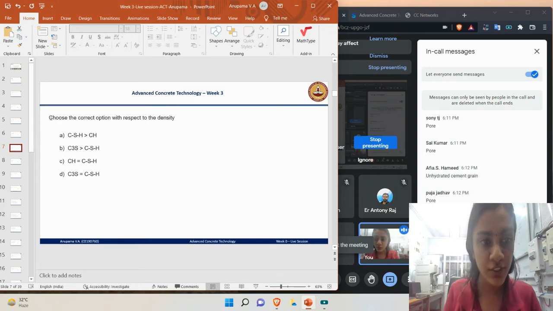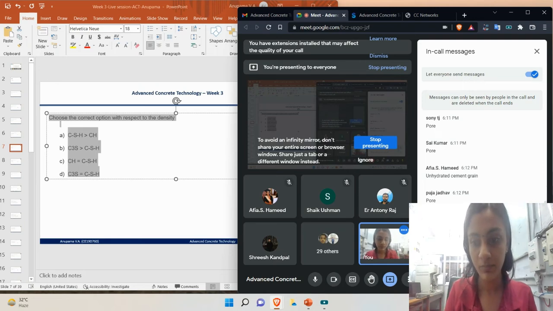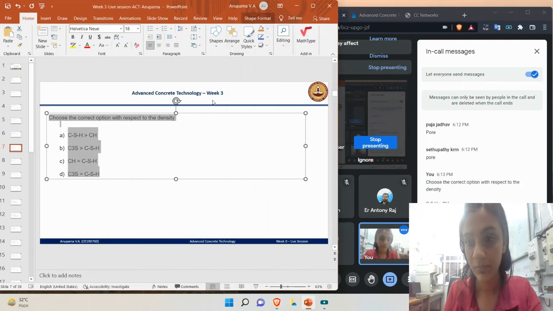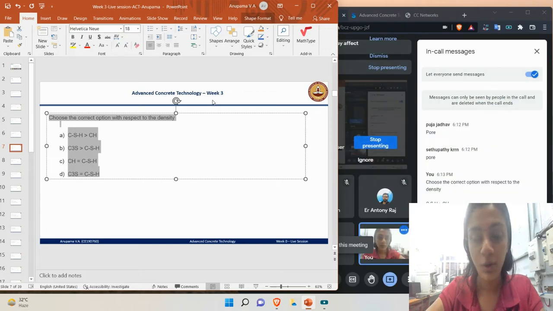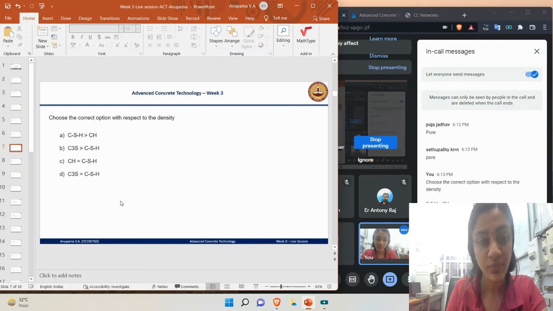Choose the correct option with respect to density. Here we have four options. Option A is CSH having a higher density than CH. Option B, C3S has a higher density than CSH. Option C is Portlandite having an equal density as that of CSH. Also, the last point, D, is C3S has an equivalent density as that of CSH.